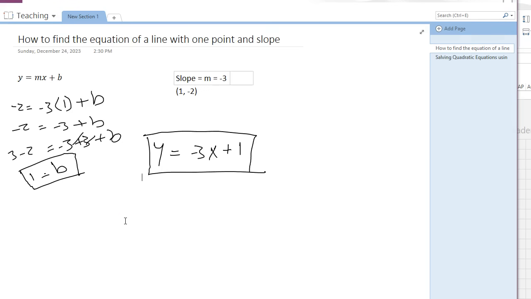Okay, next time I'm going to show you how to find the slope given 2 points. So it's a little different, but you'll see it's pretty easy.